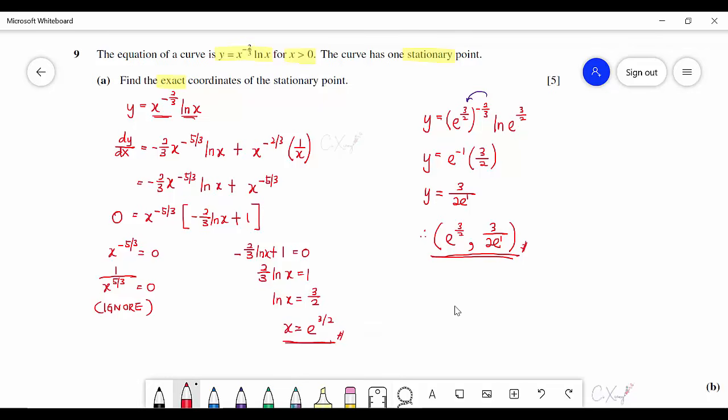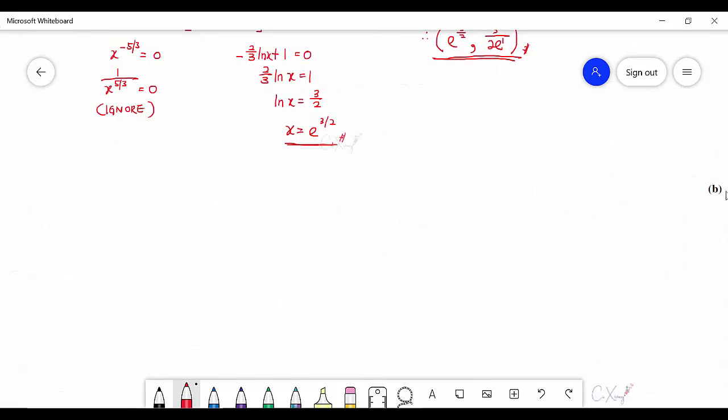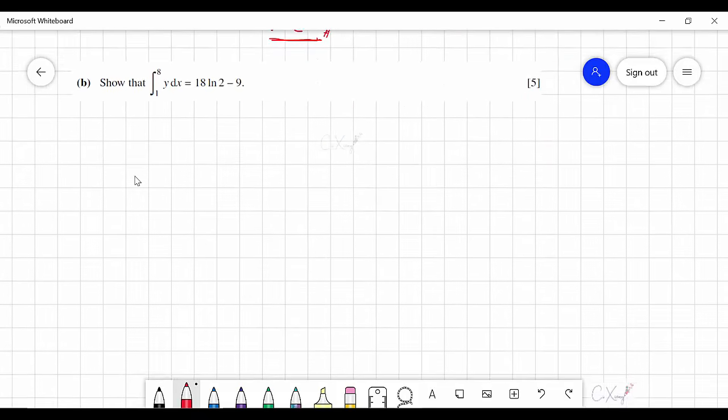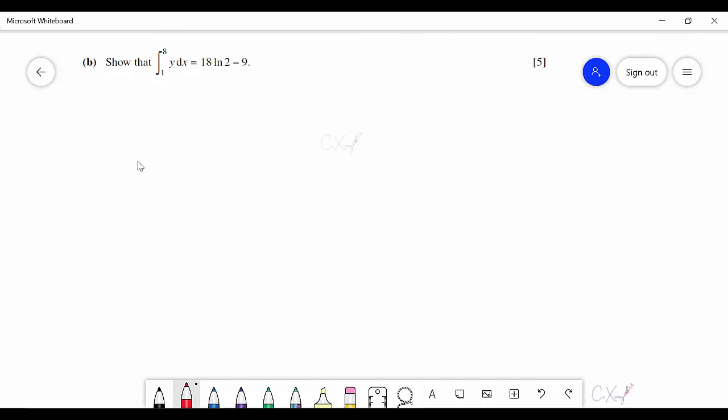All right, okay, then now we continue to part number B. Okay, this is what we have for part B. So part B, they involve the integration. They want you to show that when you integrate the function y from 1 to 8, this is the final answer that you can get. All right, so again, let us start. Okay, so what is my integration here? I'm having the integral from 1 to 8, y is x power -2/3 ln x, then dx.